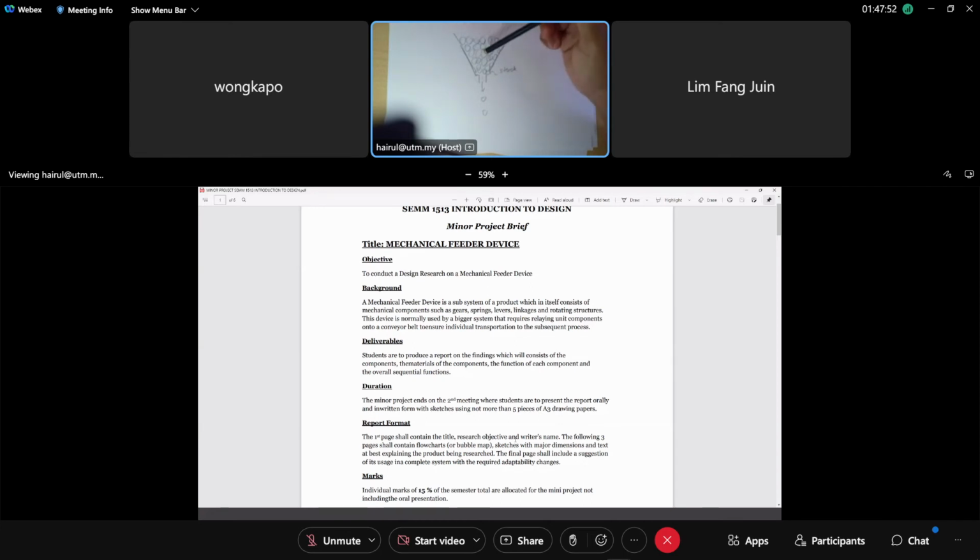Because many students from a long time ago, I got their title, motion transfer. You know, they choose a toilet pump, the toilet bowl system, the pump system. But the major project title is mechanical sorting device. That's not relevant. The toilet bowl system, the flush system, they go for the flush system for motion transfer.